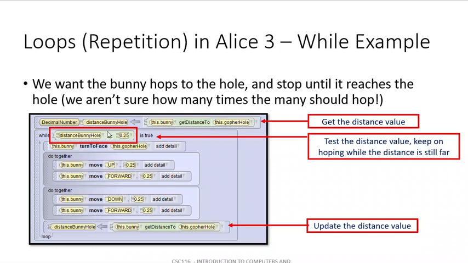0.25 check condition. 0.25 greater or equal to 0.25. Yes, repeat lagi sekali. Okay, dan katalah bila dah lompat tu dah tinggal kosong jarak dia dengan gopher hole tadi. Okay, 0 greater than or equal to 0.25? No. So, dia akan skip this statement. Okay, that's how while repetition is done in Alice.